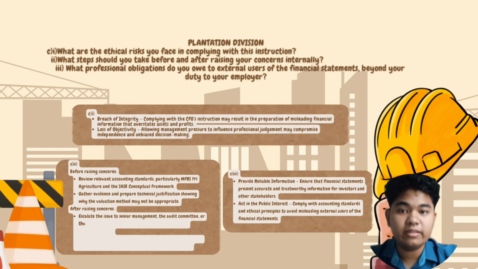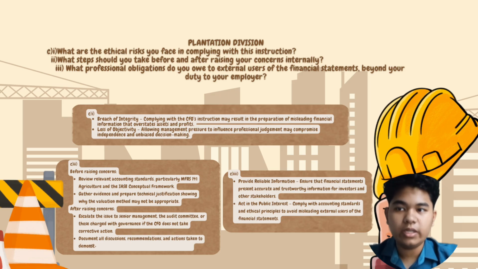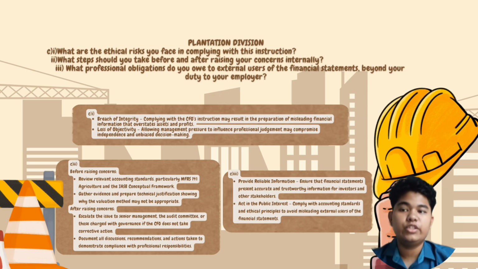So before raising concern, I should review MFRS 141 first and gather evidence to support why the valuation method is inappropriate. After raising concern, if the issue remains unsolved, I should escalate the matter to senior management or the audit committee, and document all discussions and actions taken. Finally, I have a professional obligation to external users of the financial statements. I must provide reliable information to the investors and stakeholders, and act in the public interest by ensuring compliance with the accounting standards and ethical principles.